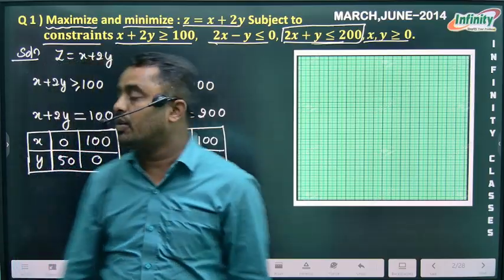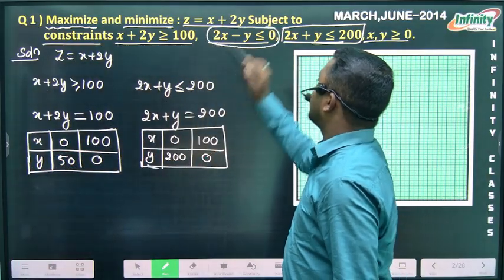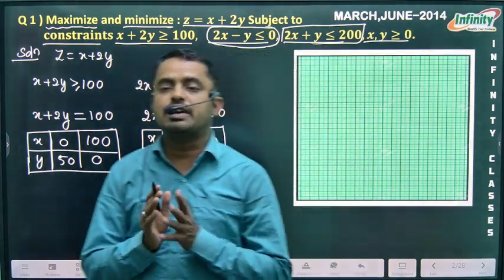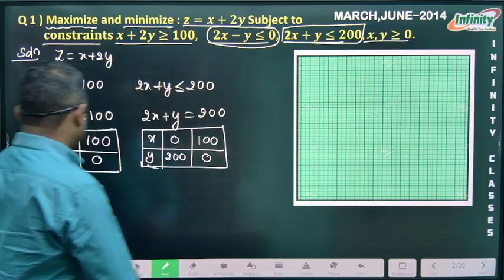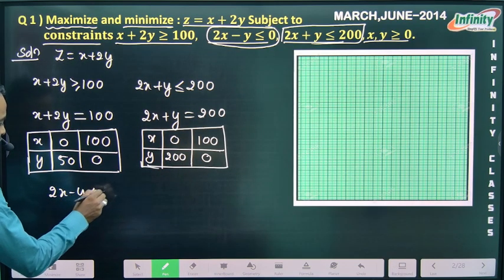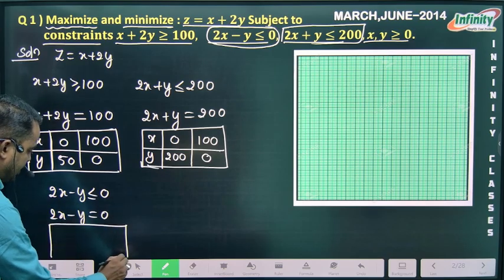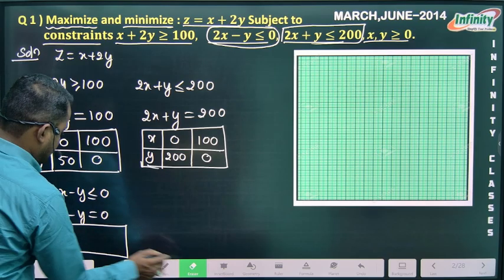After that there is one more constraint here, 2x minus y less than or equal to 0. For this one we have to write that 2x minus y equal to 0 here. For this one we have to find the coordinate table.